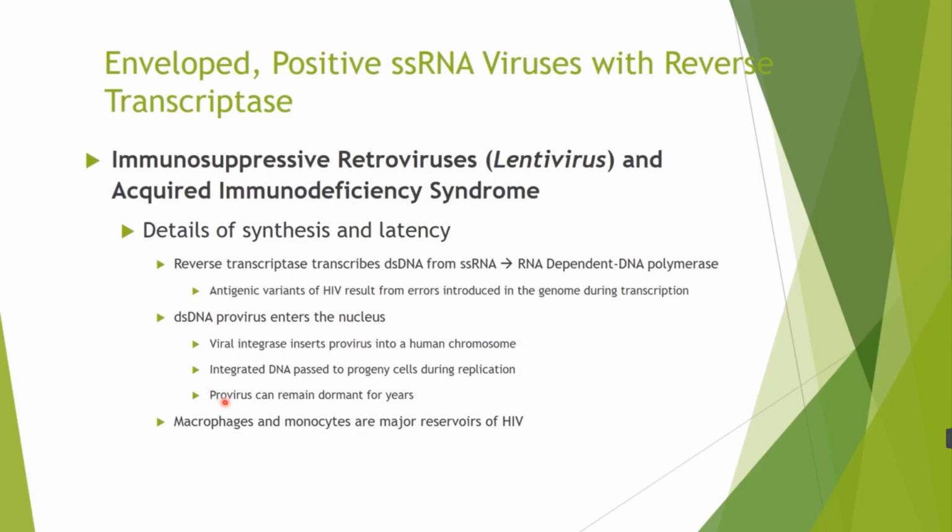This provirus can remain dormant for many, many years. You'll see that in a graph later on. Macrophages, monocytes, dendritic cells, and essentially T4 helper cells can be a reservoir of HIV.